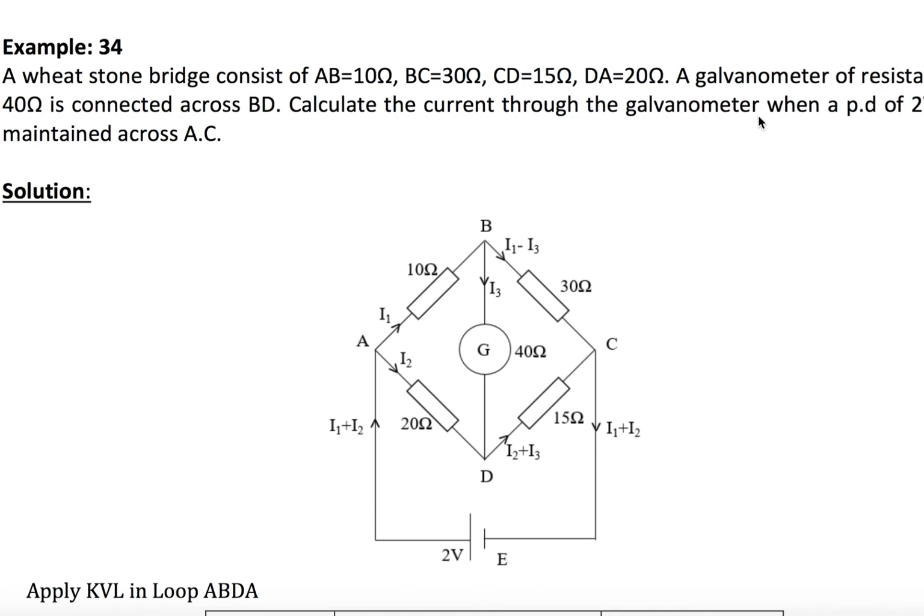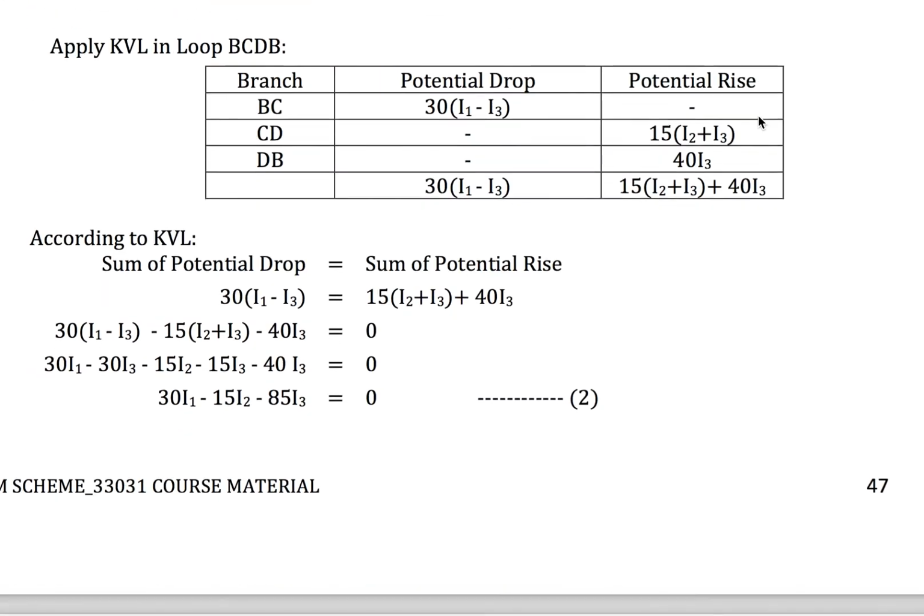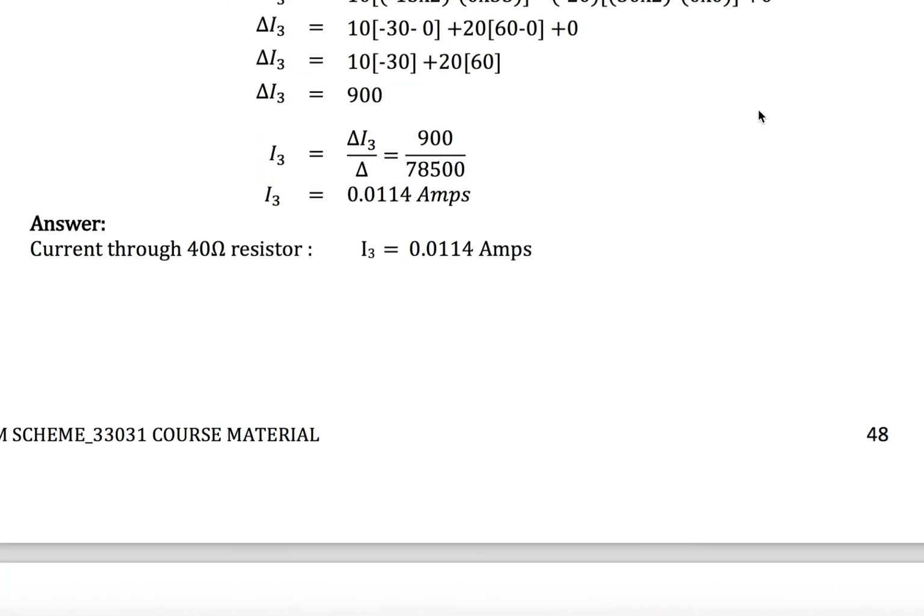Again, Wheatstone bridge problem consists of 10 ohms, so 30 ohms, so 15 ohms, 20 ohms. Galvanometer resistance 40 ohm is connected across BD. Calculate the current through the galvanometer and a PD of 2 volts is maintained across ALC. Again, problem is similar. The procedure is also similar.